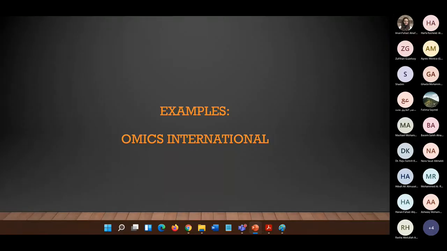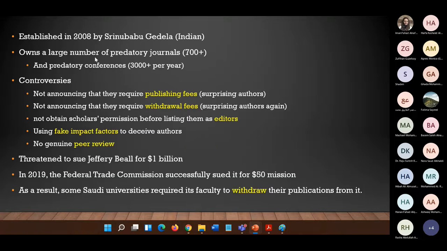So let's have some examples of actual publishers in order to make the situation more concrete. So Omics International. What's Omics International? It's a publisher established in 2008 in India. It owns a large number of journals, over 700, and even predatory conferences, over 3,000 predatory conferences per year. This is how much money they are making.